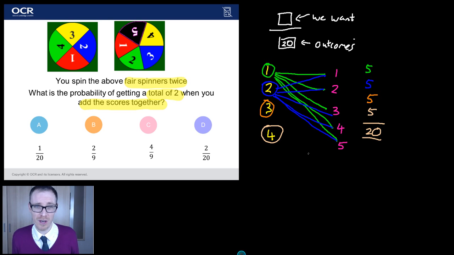So now my only question is, how many of those give me a total of 2? Well, we can see this here, right? The only way I reckon you're going to get a total of 2 is if you get a 1 on the first spinner and a 1 on the second spinner.